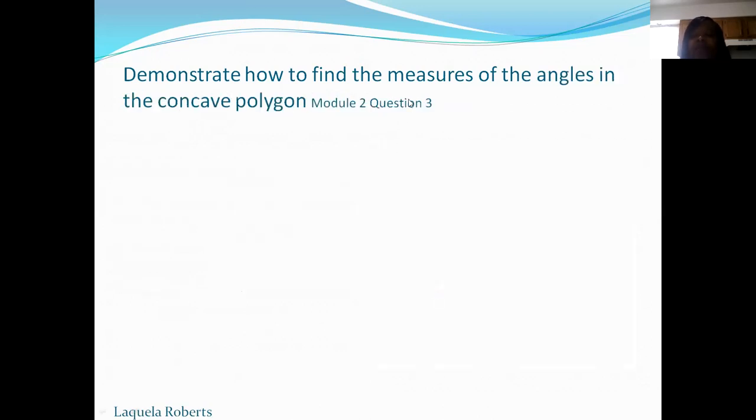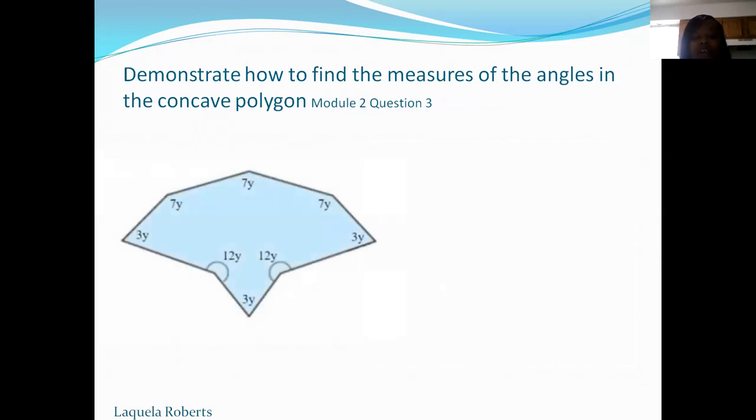Question number 3. Let's demonstrate how to find measures of angles in a concave polygon. As you see here, we have our concave polygon. So how do we know that it's concave? Well, we can draw a line segment between two of the vertices, and the entire line segment is not contained within the polygon.